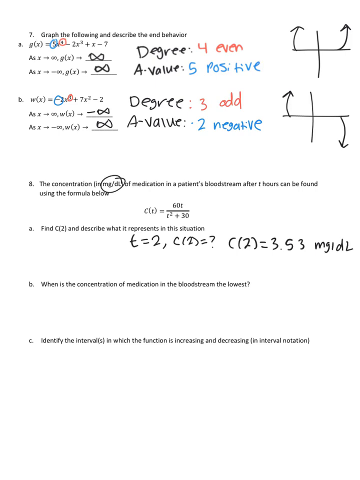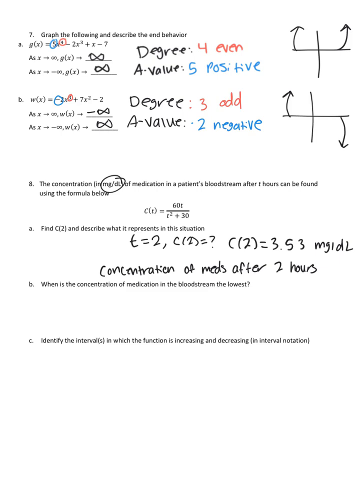What it means in words is the concentration of medication after 2 hours. Because your t is 2, that's talking about time, so 2 hours. C of t represents the concentration in the bloodstream. So the patient has 3.53 milligrams per deciliter of the concentration in their blood after 2 hours.